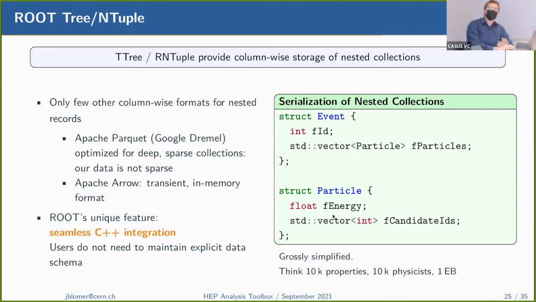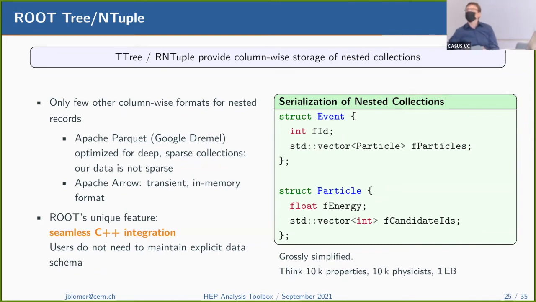This is simplified, right? So in reality, the numbers we're speaking about is something like 10K properties for the entire data structure. And not the one format, but typically research groups each write out their own custom optimized event representations, and of course a lot of data of it. And if you look around what exists in industry, it's not that many on the columnar side. There's essentially now Apache Parquet and Apache Arrow.